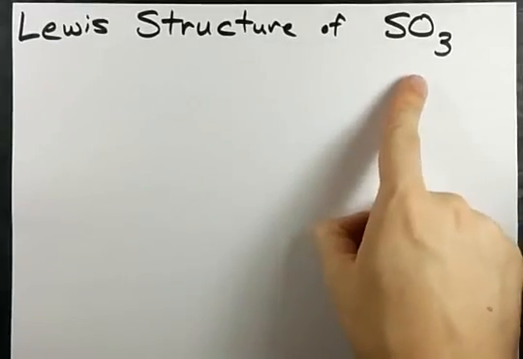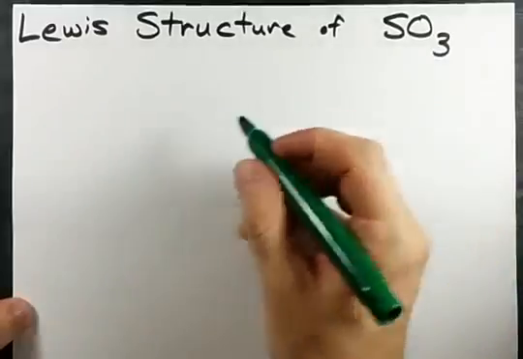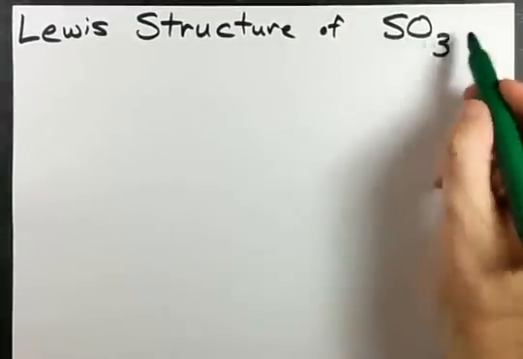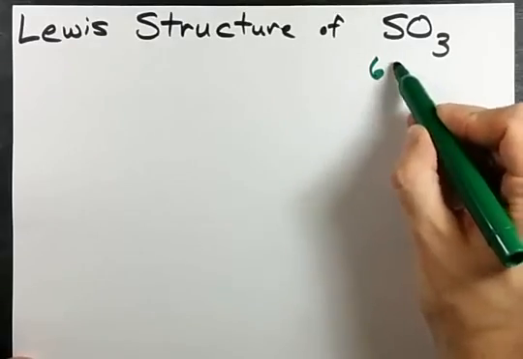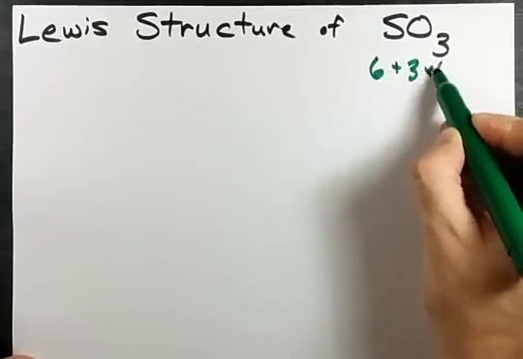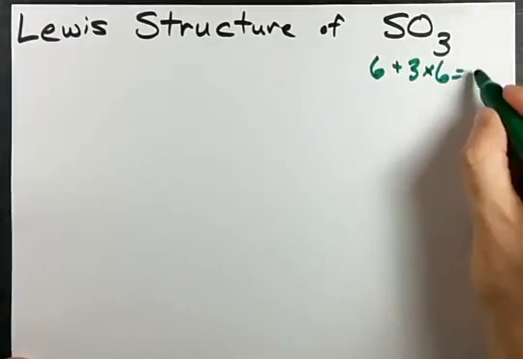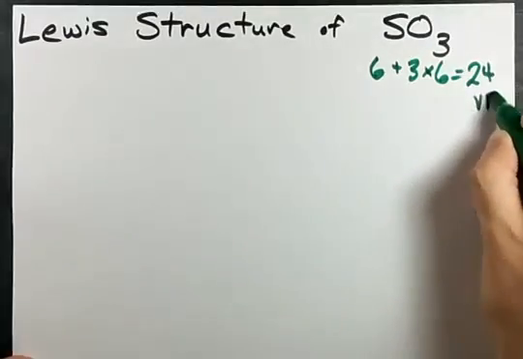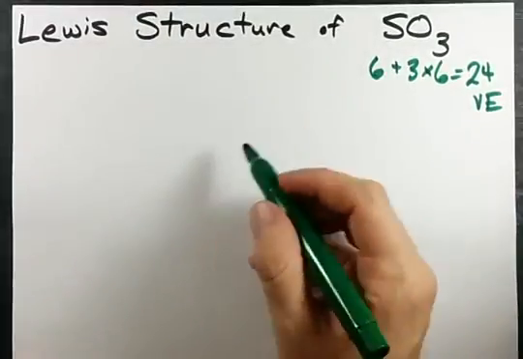A structure for SO3 always confuses some people, so here we go. What I like to do is count my valence electrons first. Sulfur brings 6, oxygen brings 3 each, so it's 6 and then 18, which gives me a total of 24 valence electrons.